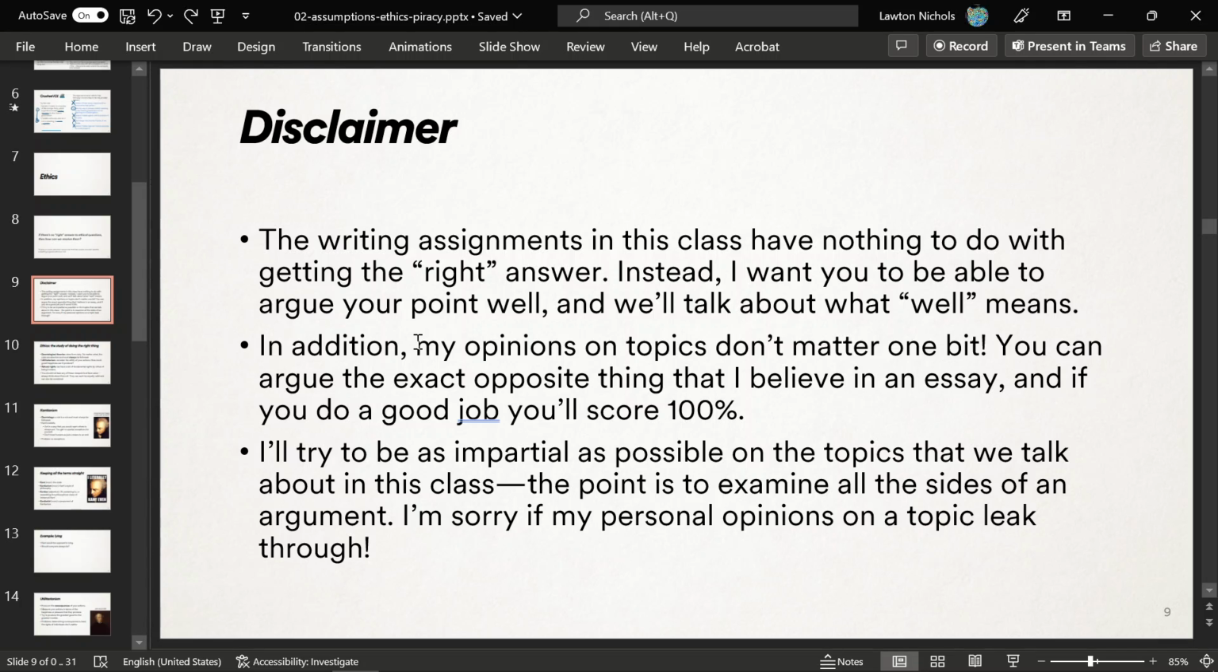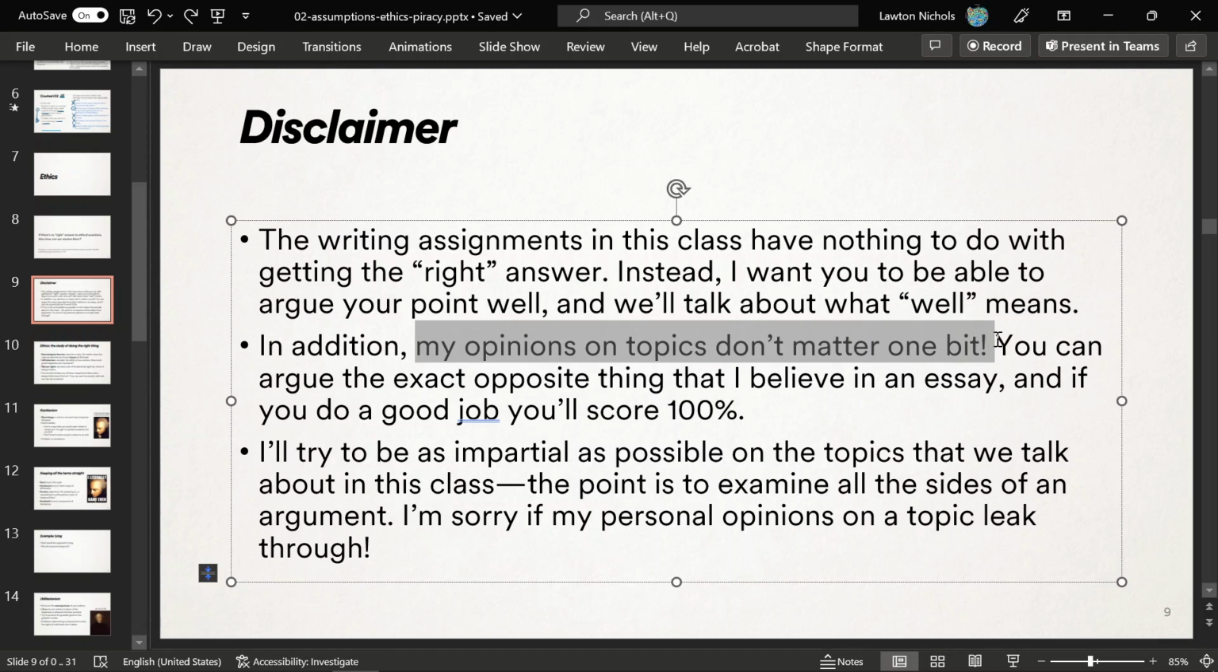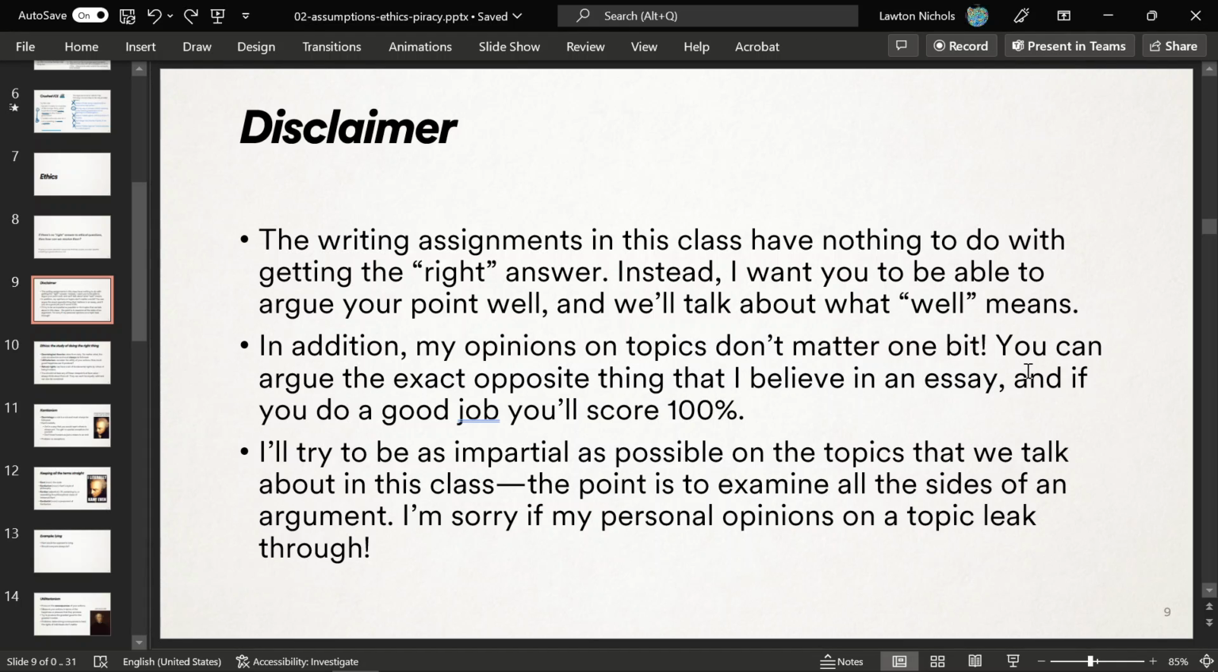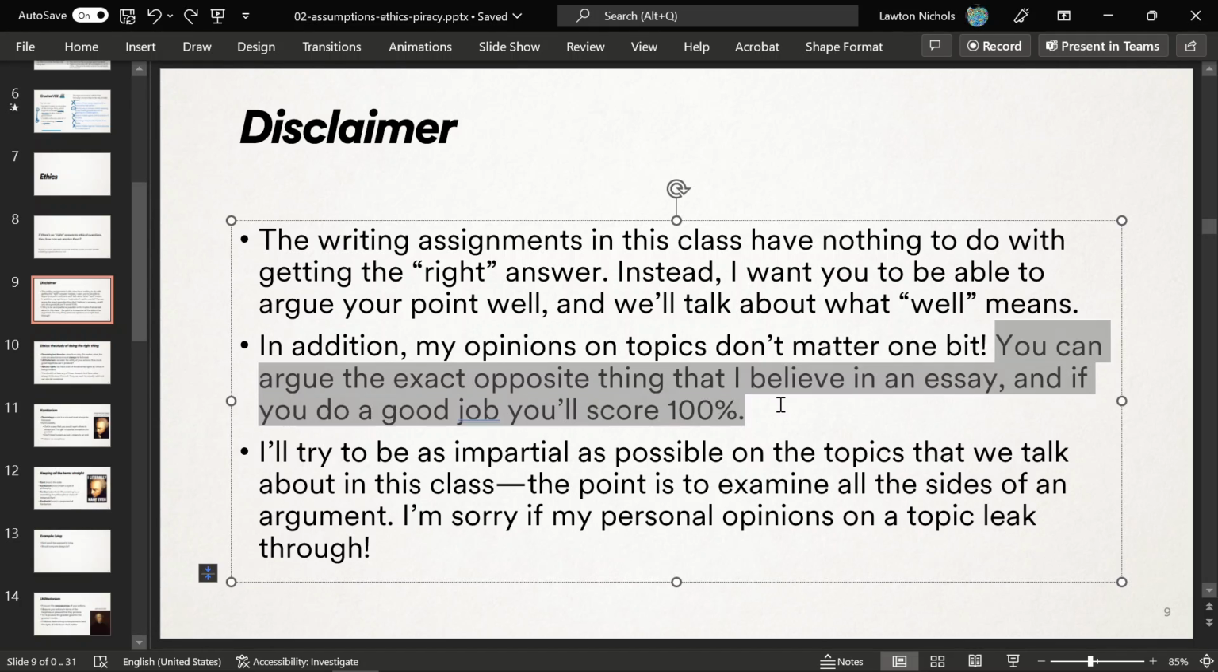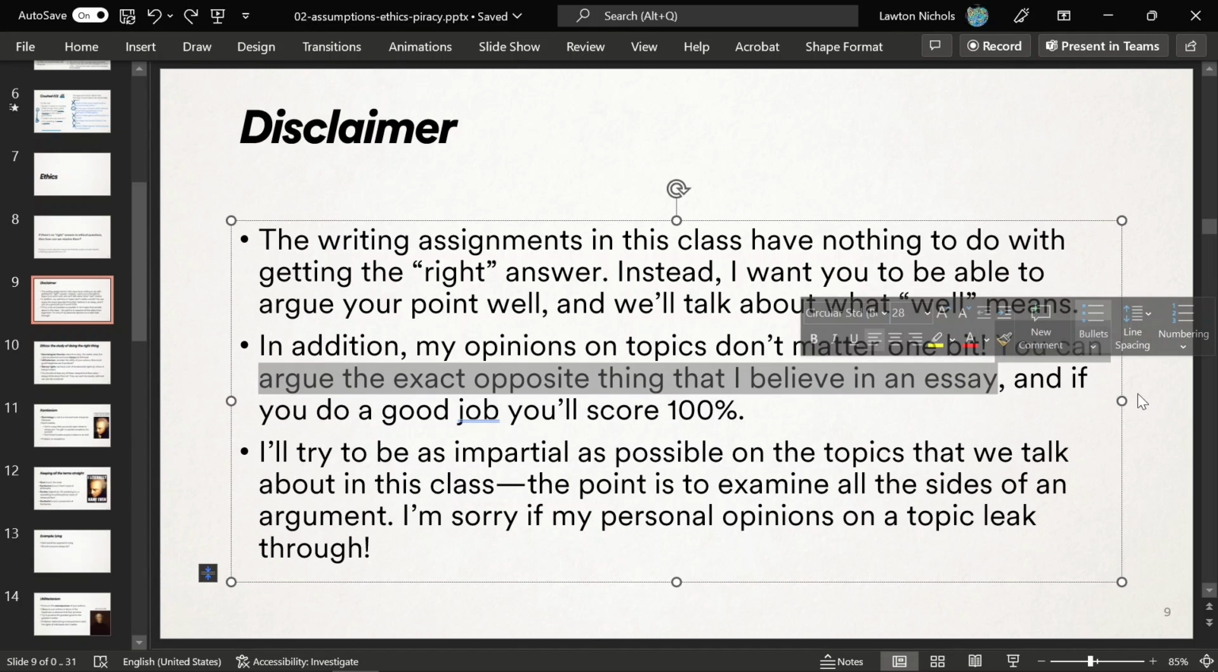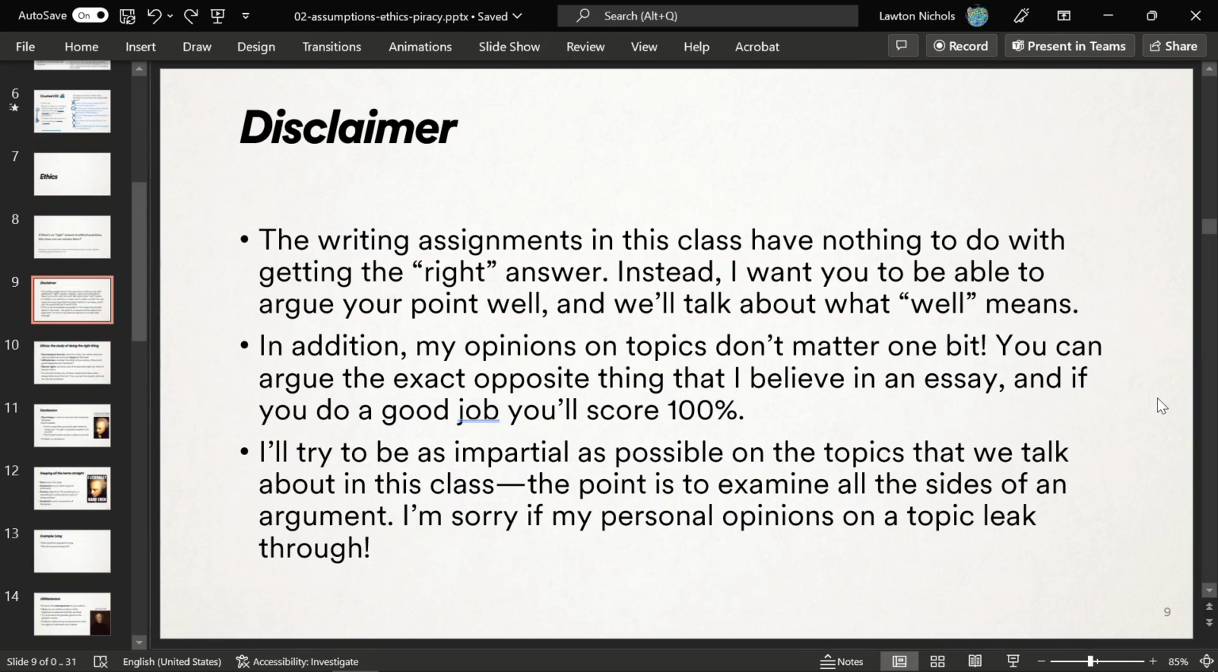Also, however I feel about a topic does not matter in regard to your grade or anything else in this class, okay? My opinions on any topic we discuss do not matter, and you can argue the exact opposite thing in an essay, assuming you know what I think, and as long as you argue your point well, you're getting 100%. I'm not going to get mad or anything. I can promise you that, okay?